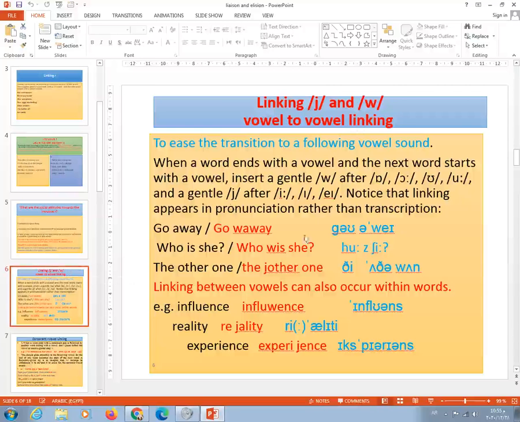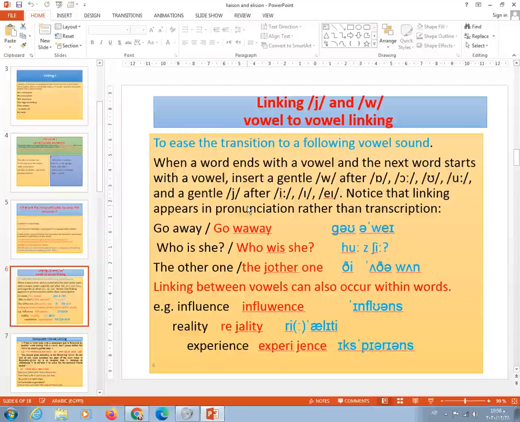Where will we apply this rule? When a word ends with a vowel and the next word starts with a vowel, insert a gentle wa. When do we put wa? After o, u. Why? Because these are all sisters of wa. They are sisters of wa. Okay, and a gentle ya after e, a. Why? Because e and a are also sisters. They are sisters of ya.